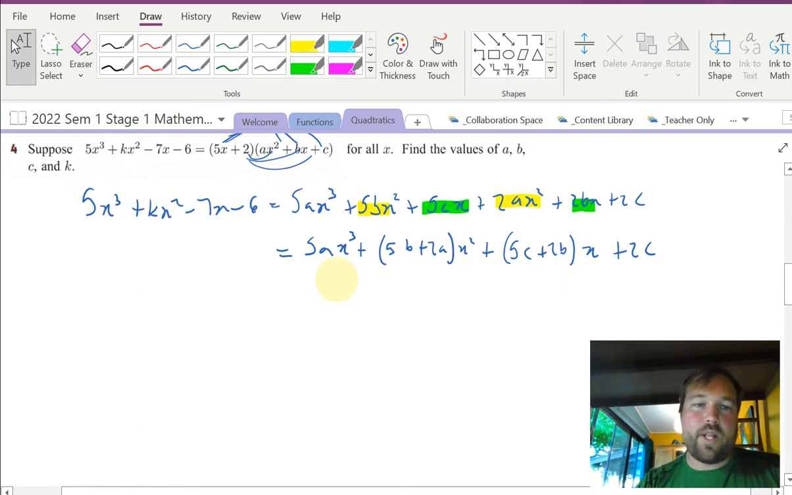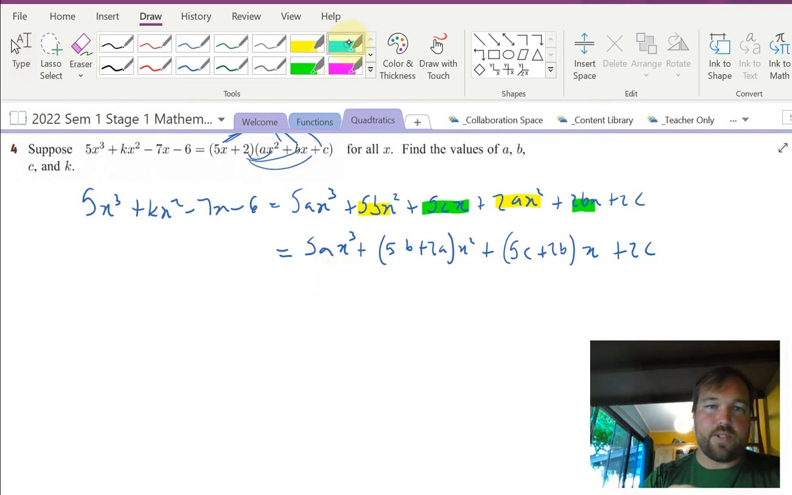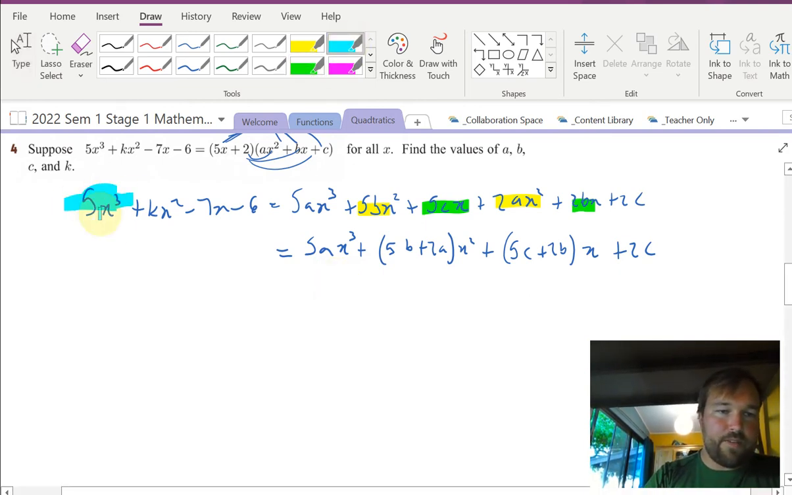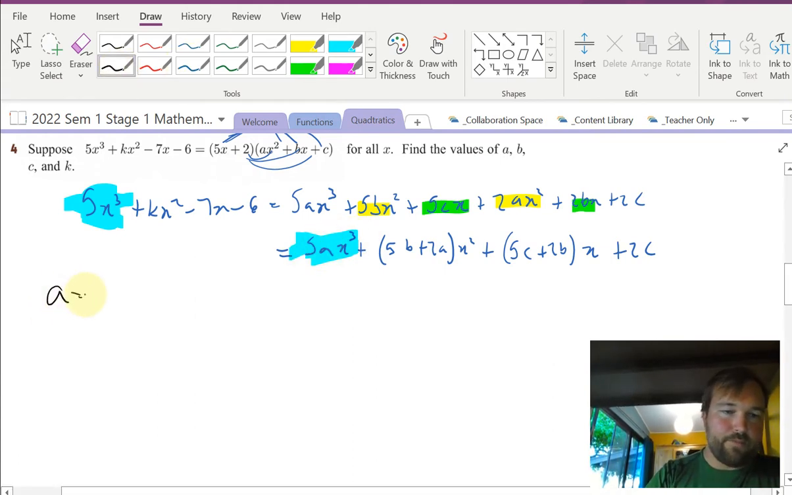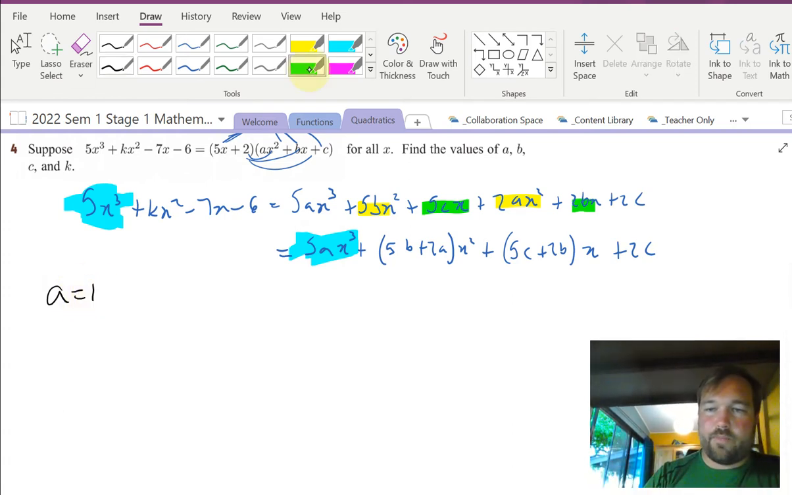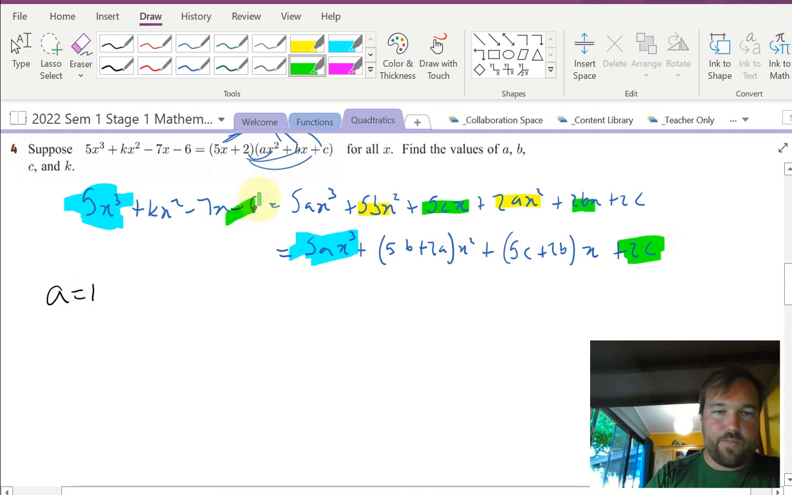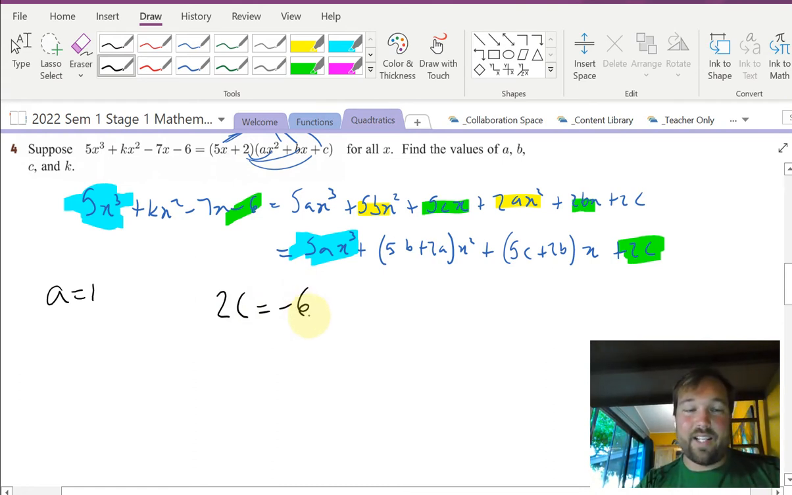Now, this will help us because we can probably read off a couple of the solutions. Firstly, let's look at the highest power, x cubed. 5x cubed is equal to 5ax cubed. I'm hopeful that you guys can see that tells us that a equals 1. Let's grab another one. Typically the constant ones are the easiest to do. What this is saying is that 2c equals minus 6. You can treat that exactly like an equation. You can divide both sides by 2, and therefore c is negative 3.